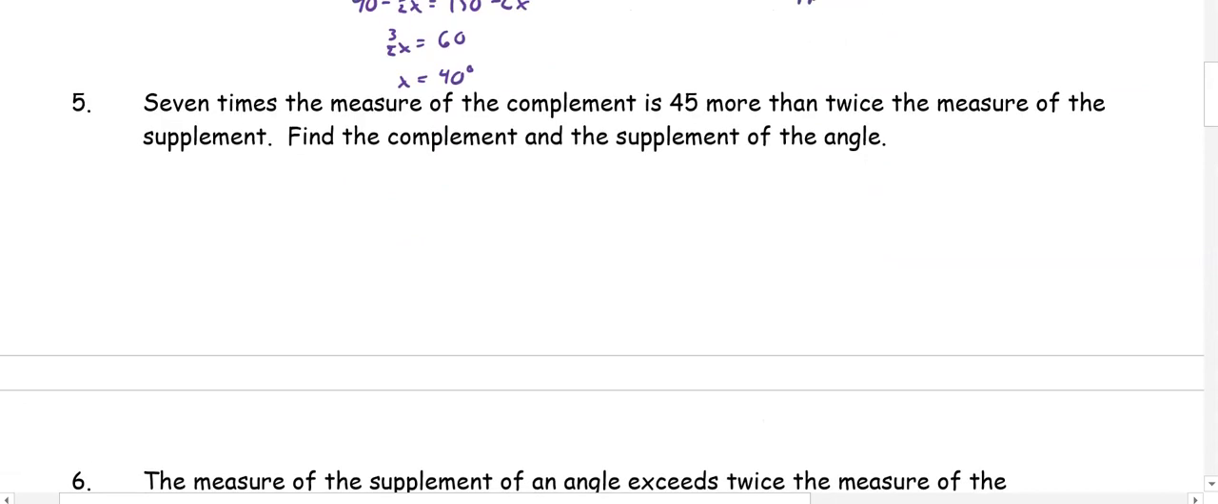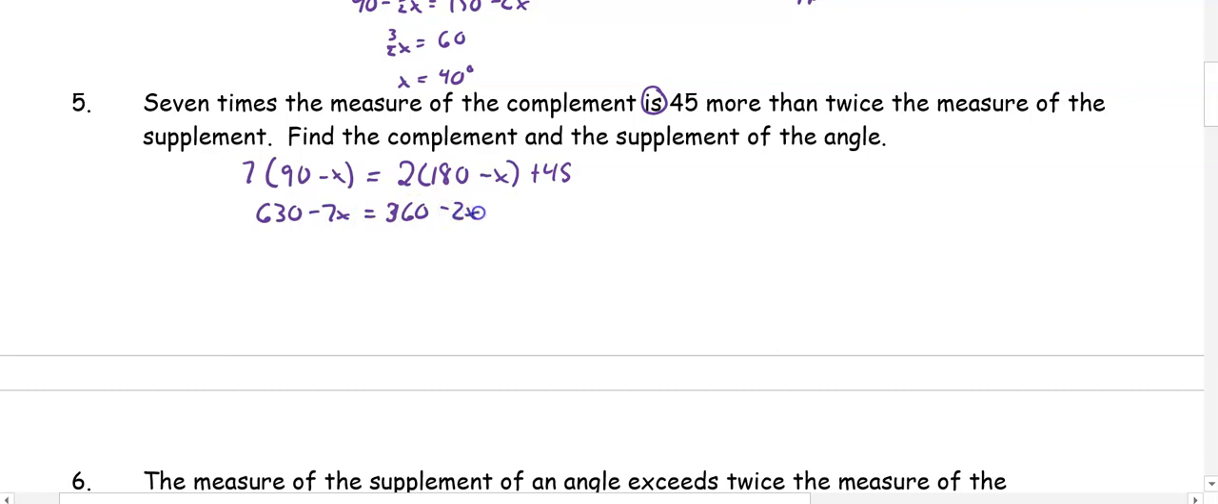In number 5, 7 times the measure of the complement is 45 more than twice the measure of the supplement. Find the complement and the supplement. So 7 times the measure of a complement, so the complement is 90 minus x, times 7, equals 45 more than twice the measure of the supplement. So 2 times 180 minus x, plus 45. So as we distribute, 630 minus 7x is equal to 360 minus 2x plus 45.